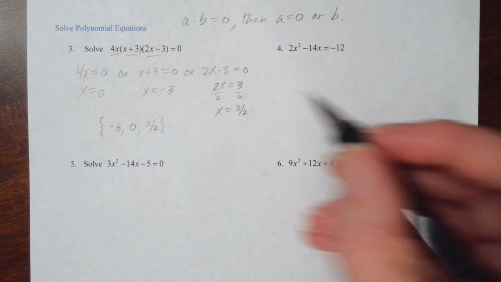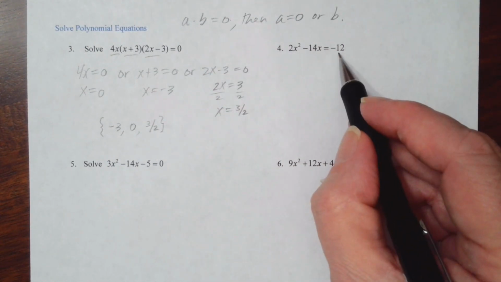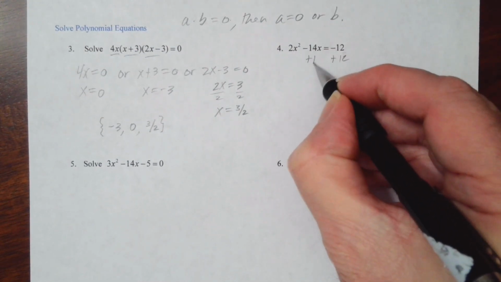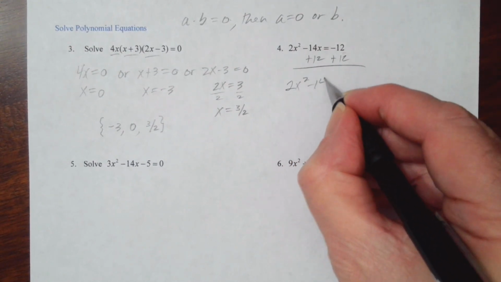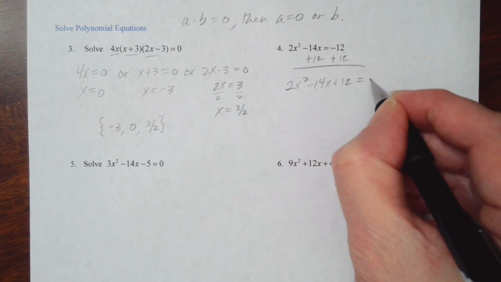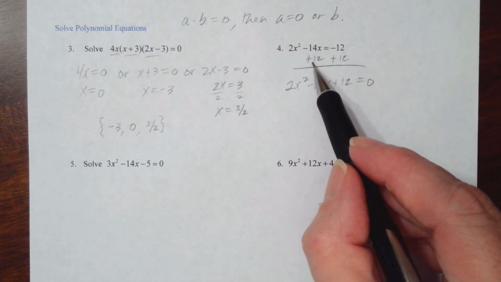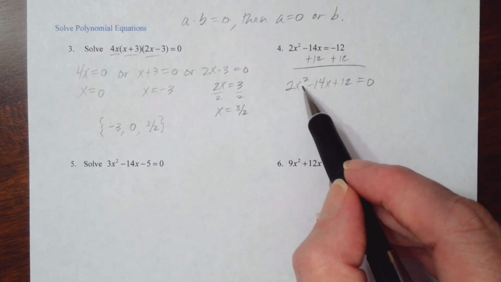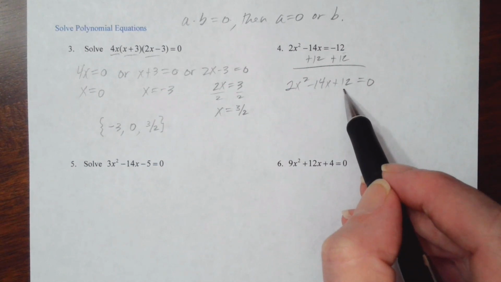One of the things you find with this property is we need 0 on one side. And so we want to get this 12 out of here. Let's add 12 to both sides. We get 2x squared minus 14x plus 12 is equal to 0. Notice with these three terms, none of them were like terms, so you can't add any of them together. All you can do is write them in what we call descending order: the squared term, the x term, and then the constant.